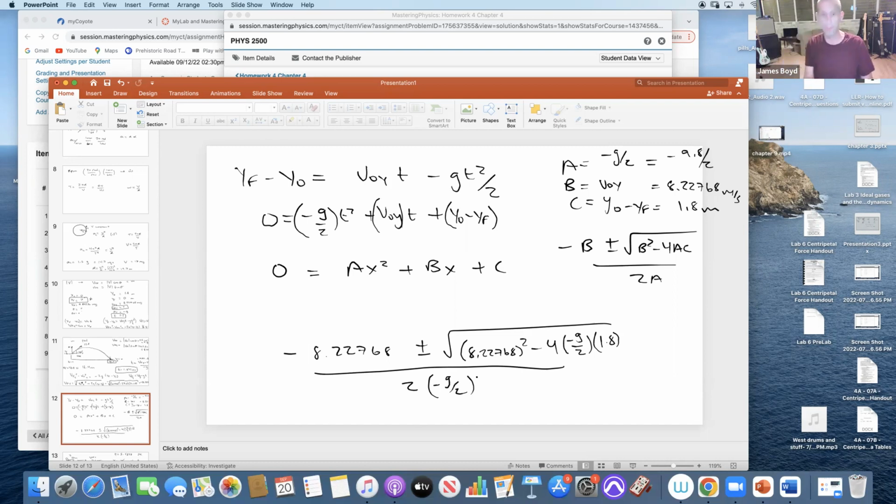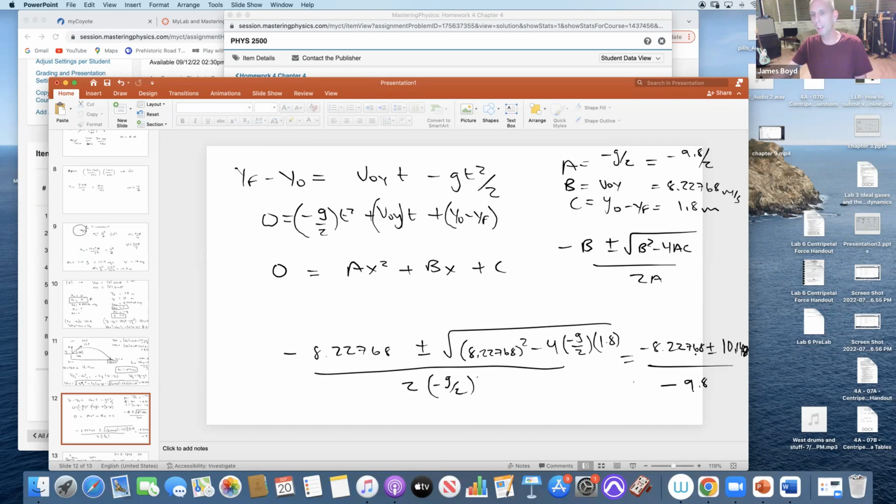Now, plugging in numbers under that square root, 8.22768 times 8.22768. The minus signs cancel, so plus 4 times g over 2, which is 2 times 9.8 times 1.8. The square root of this answer is 10.147. So I get negative 8.22768 plus or minus 10.147. It's called 10.148. Probably shouldn't be rounding that much. All over negative 9.8.